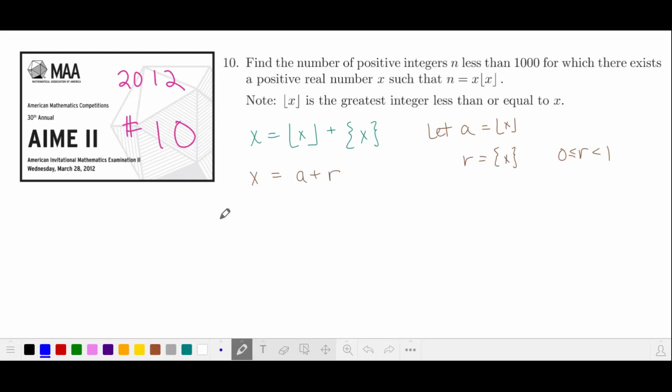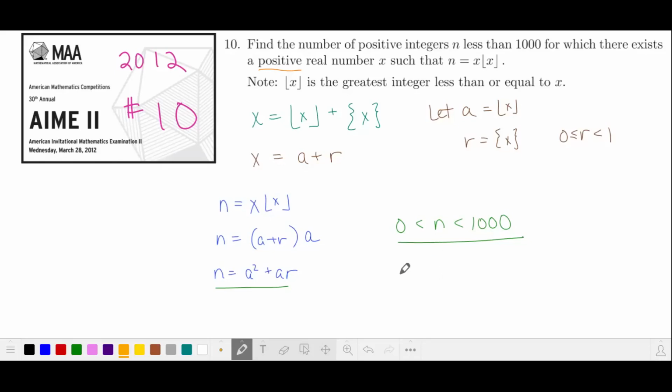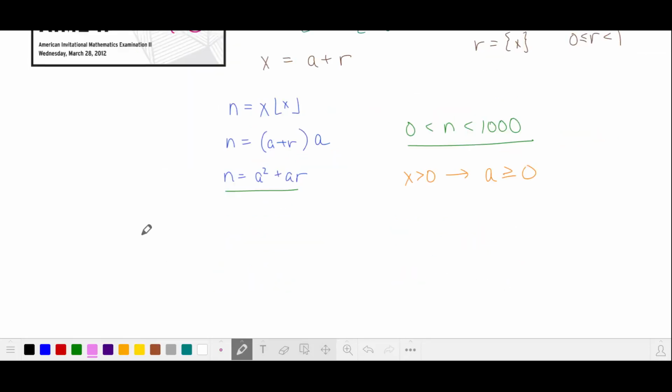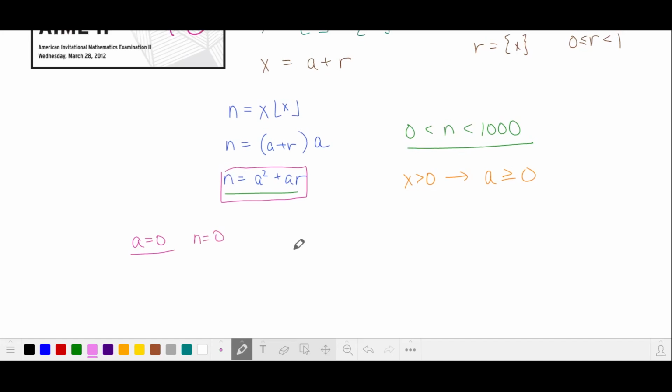In the problem statement, we have n is equal to x times the floor of x. So we'll substitute and distribute. And we're looking for n in this interval. Since x is positive, the floor is going to be greater than or equal to 0. So let's start with a equals 0. Substituting into this equation, we have n equals 0, but we need n to be greater than 0. So there's no valid solution here.